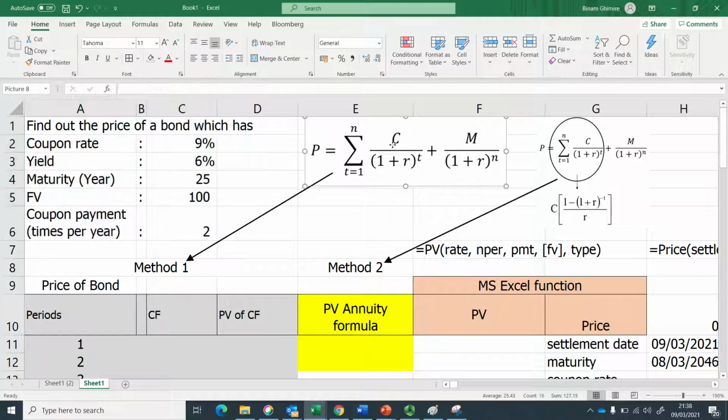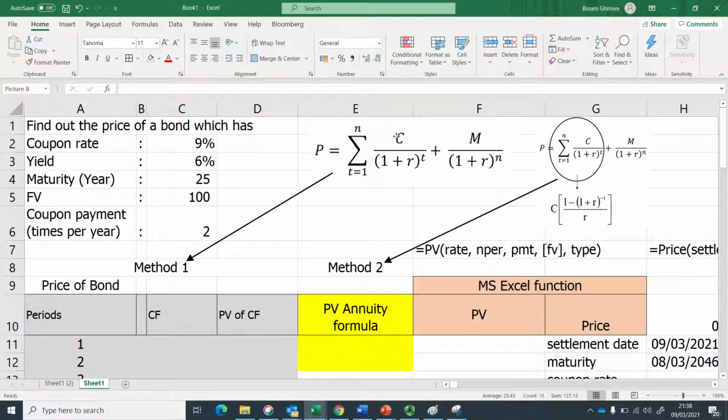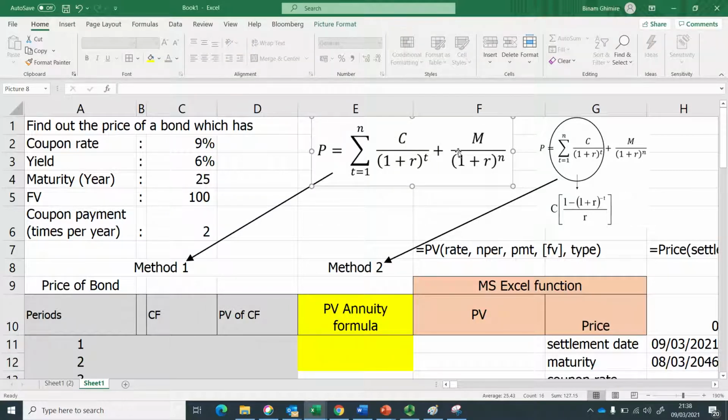I'm going to make use of different methods today, starting with this one because this is the simplest method one can think of when it comes to computation of the price of the bond. So let us begin. According to this formula, we need the coupon, the yield or the rate, the maturity value, also known as the face value or par value, and the time period.